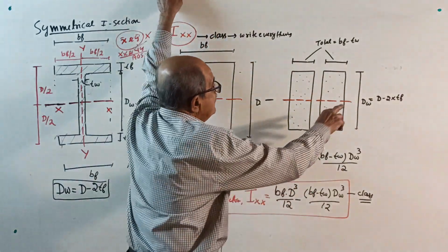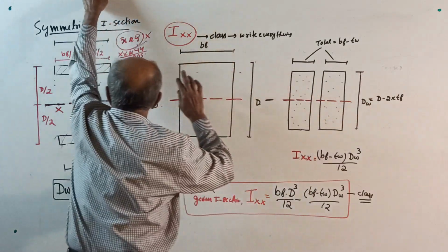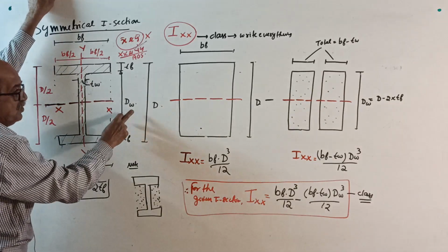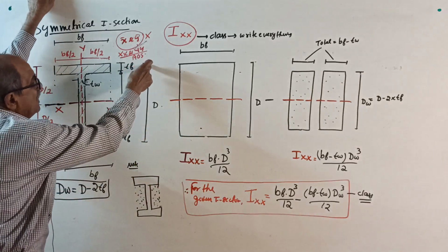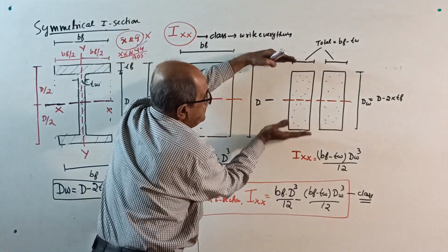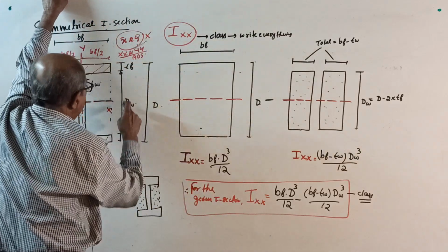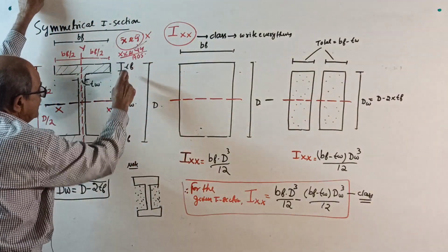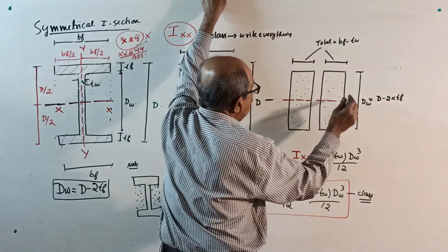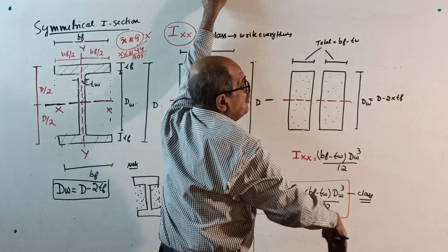And DW is the empty depth. The empty depth is nothing but the depth of web, DW, which equals whatever we call capital DC. When I put the empty portion, see here, I raised it here. The depth DW is the total D minus TF two times. Now I about this axis is equal to, once again, BD cube by 12.